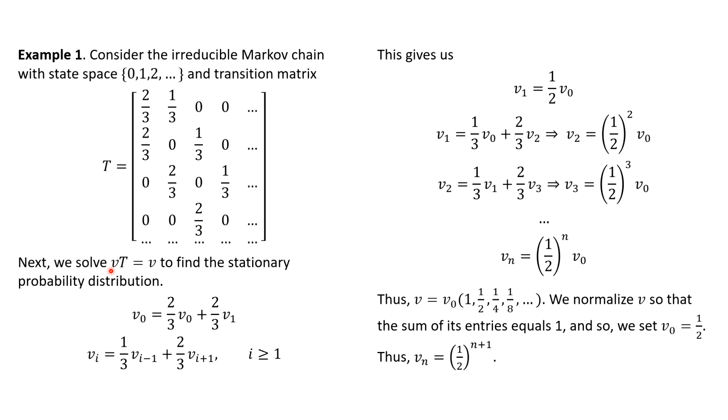In order to find the stationary probability distribution, we need to solve this equation here. So we multiply v times the first column of T, and we get this. Then we can go down to v times the ith column of T, and we get this here. So this is for i greater than or equal to 1. You notice you always have 1/3, 2/3, 1/3, 2/3. There would be another 2/3 down here. So you have this equation.